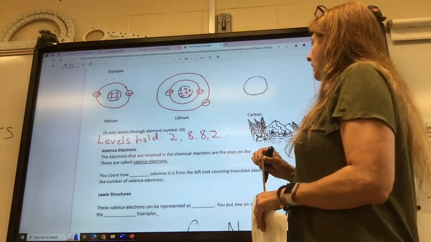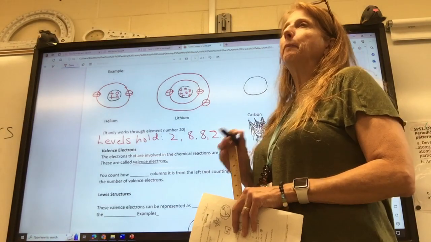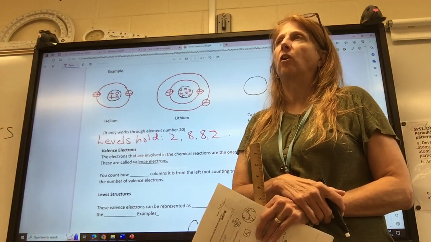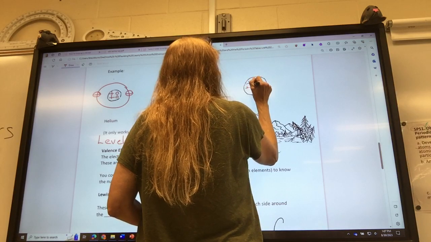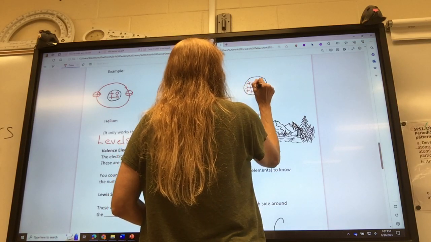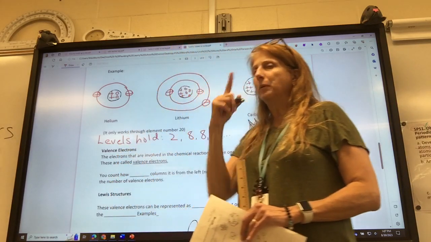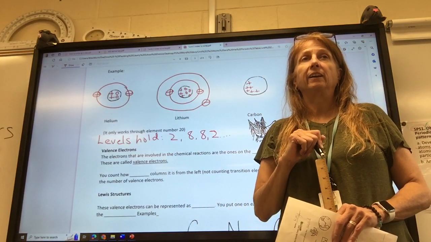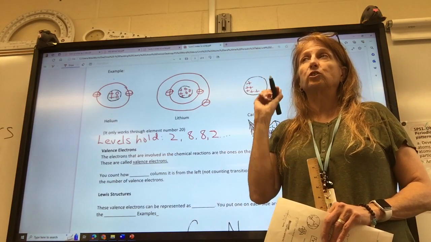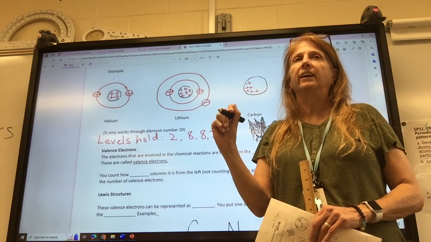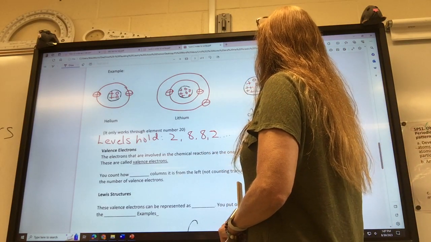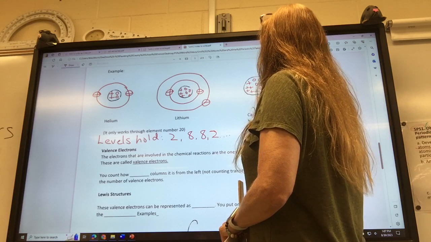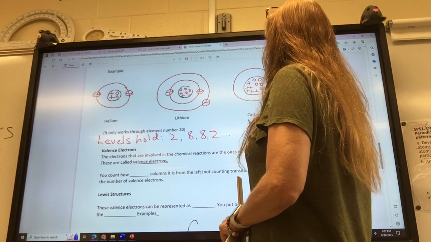I got it. All right, so let's give it a try. How many protons does carbon get? 6. 1, 2, 3, 4, 5, 6. How many neutrons does it get? 6, because it's 12 minus 6 is 6. So draw 6 zeros. Okay. How many electrons does it get?